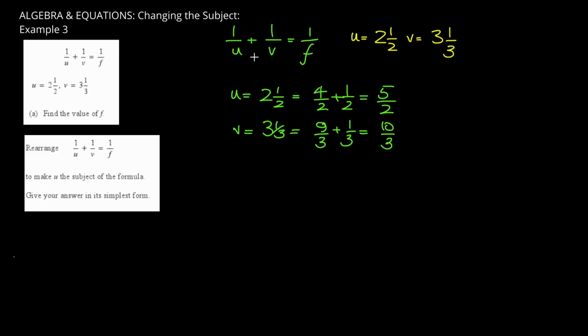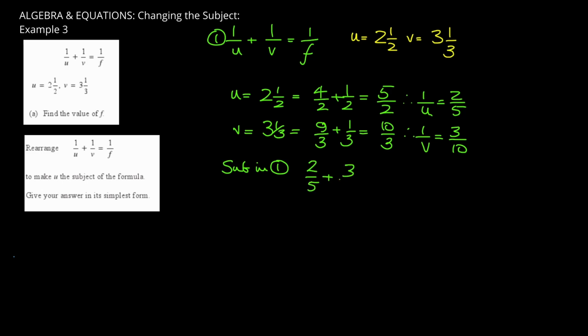Well, now we've got some fighting chance of finding a solution, because we can say that therefore 1 over u is equal to 2 over 5. Just turn it upside down. And here, 1 over v is equal to 3 over 10. We can now sub these values. Let's call that equation 1. Sub in 1. And we get 1 over u, so it's 2 over 5, plus 3 over 10 is what we need to find out.